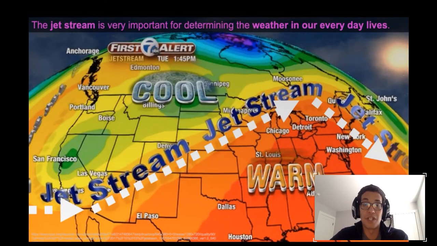So hopefully you've heard of the jet stream, in particular from your local TV meteorologist on TV. They like to talk about the jet stream, and that's because it's really very important for determining the weather in our everyday lives. So you might see a weather map like this showing cool and warm. And here the jet stream is labeled. And I put some white dashed arrows here to give you a sense. There's air moving from west to east here and a little bit south and north as well along the jet stream, where it seems to be separating colder and warmer air.